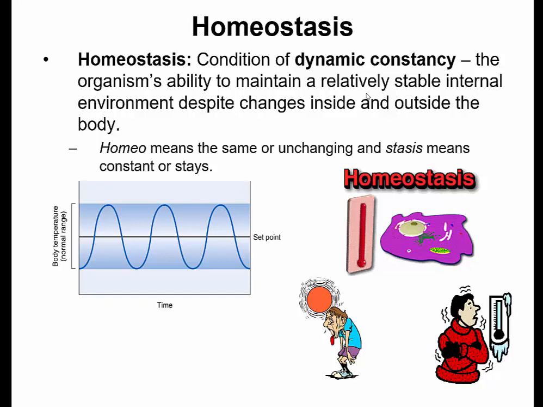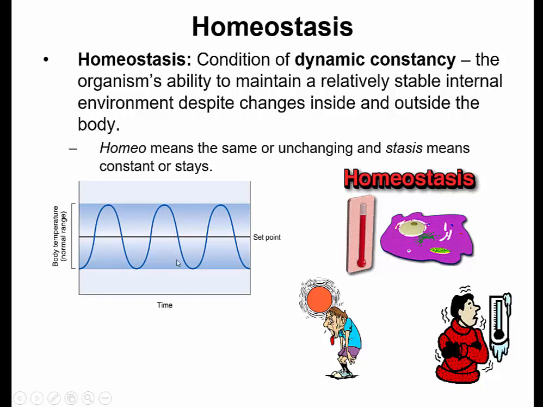Homeo means stays the same, or unchanging. Stasis means constant. You look at these two terms and they seem contradictory: dynamic, moving, changing; consistency, staying the same. The reason why they use this term is that you want to keep the body at a relatively stable, constant state, but there's going to be variation in that, slight variation.